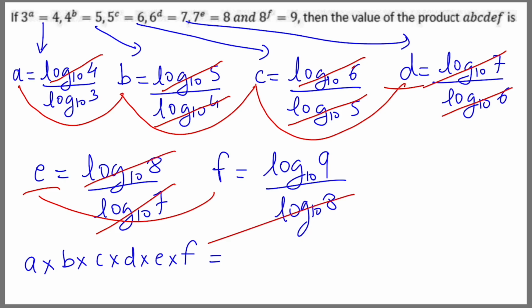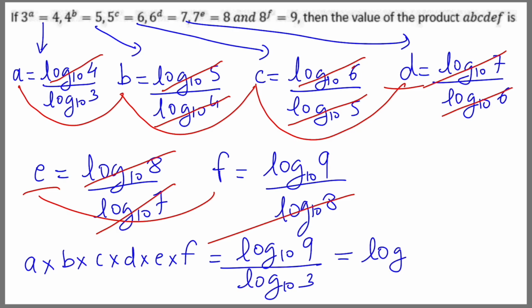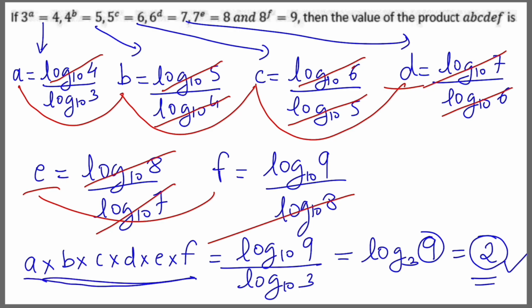Finally, I will have only two terms, log 9 to the base 10 divided by log 3 to the base 10. Again, using the property of base change, this can be written as log of 9 to the base 3, and log 9 to the base 3 is nothing but 2. This is how you solve the question using logs. The answer for A into B into C into D into E into F is nothing but 2.